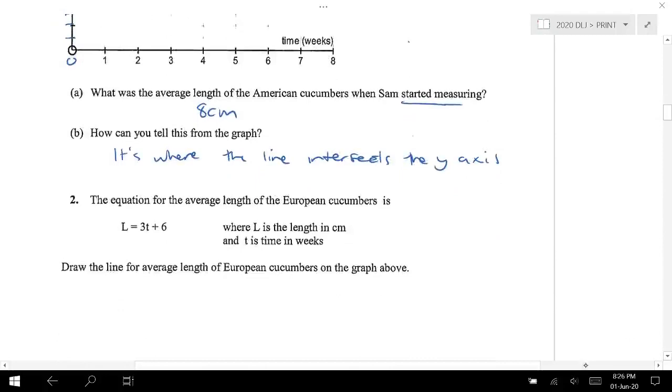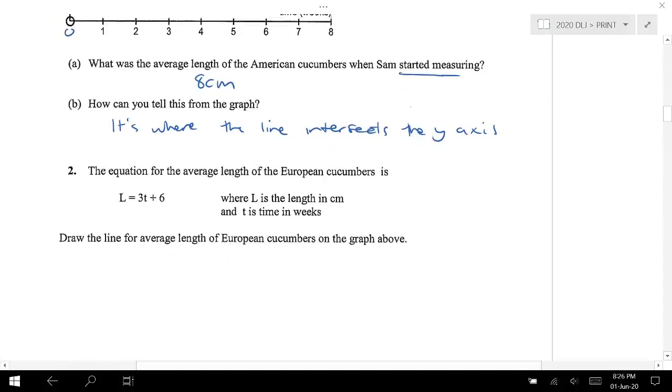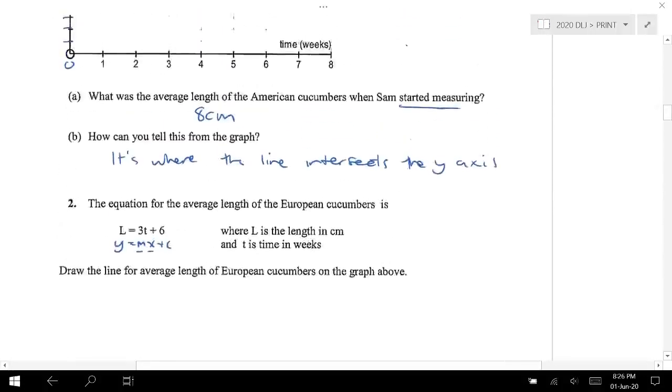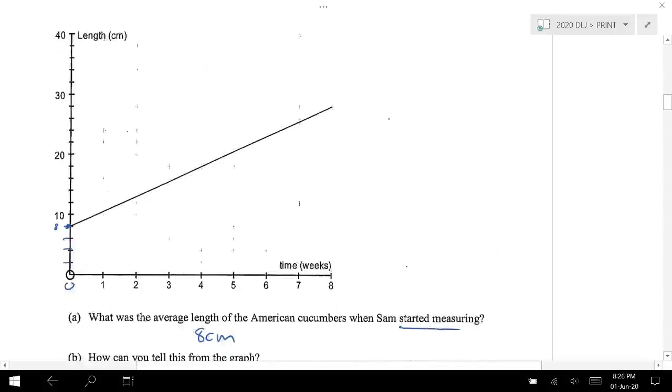Okay, the equation for the average length of the European cucumbers is L equals 3t plus 6. So if we had y equals mx plus c underneath, the gradient of our line is going to be 3. X is replaced with t, y is replaced with L, and our y-intercept is going to be 6. So we'll draw this equation on here. I'll write it again up here: length equals 3t plus 6.